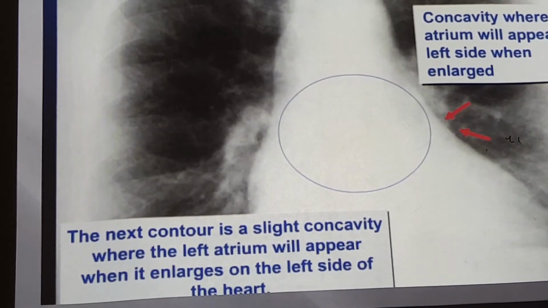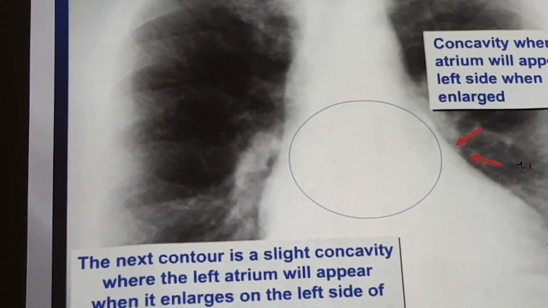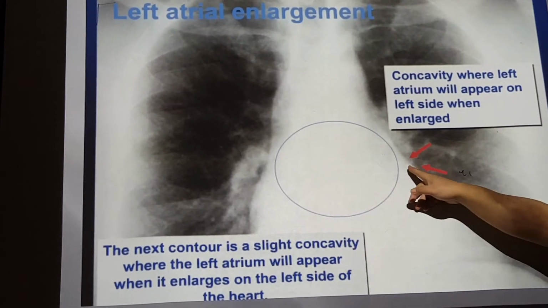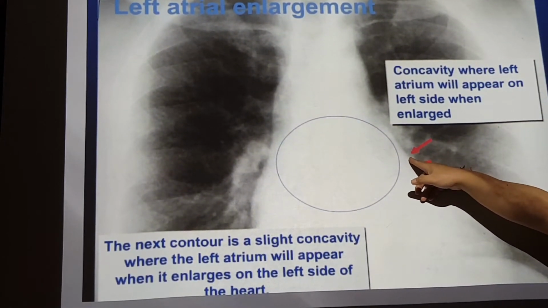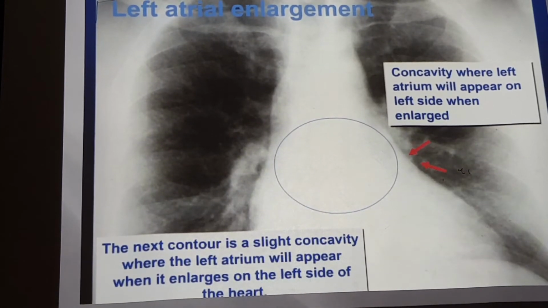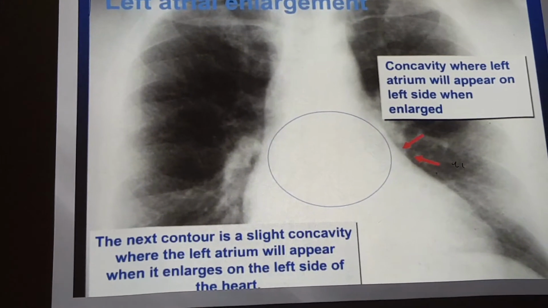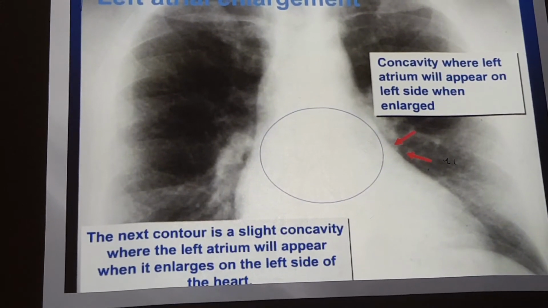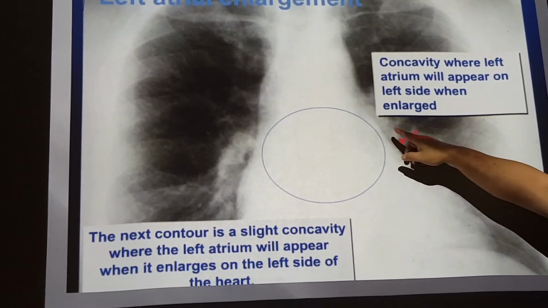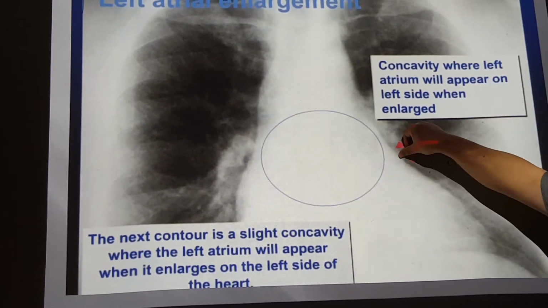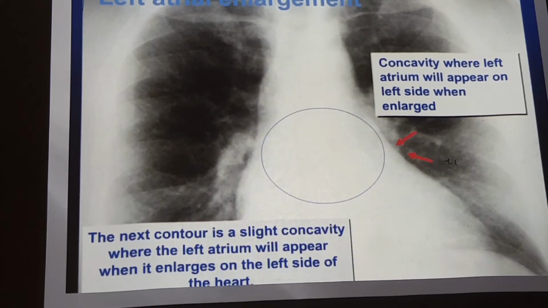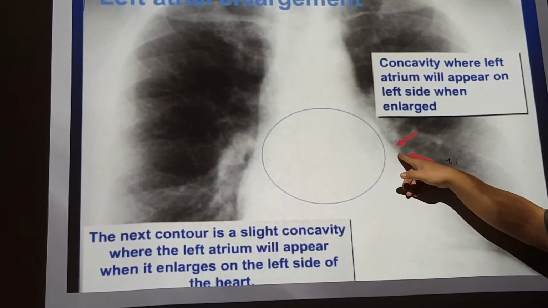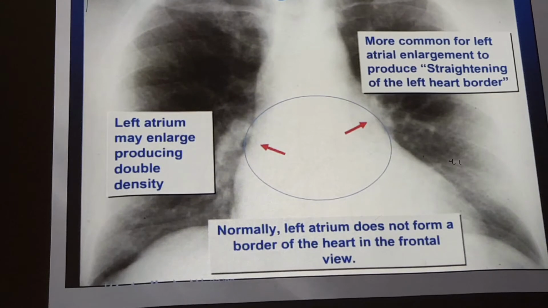So again, with left atrial enlargement, concavity where the left atrium will appear on the left side when enlarged. So this is when the LA is enlarged, the left atrial appendage or left atrial concavity is also affected. The next contour is a slight concavity where the left atrium will appear when it enlarges on the left side. So this actually, main pulmonary artery, this is the concavity for the left atrium. So we also call this the left atrial appendage. So next slide.